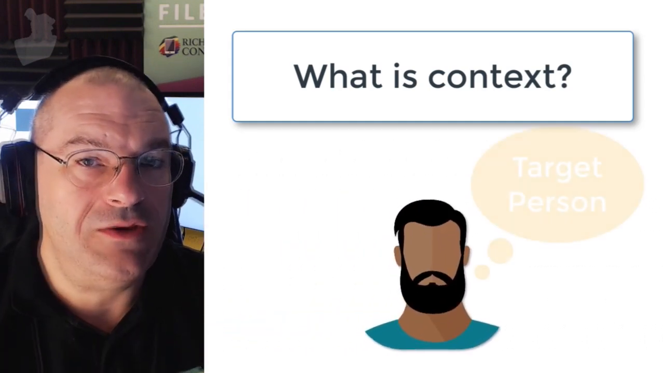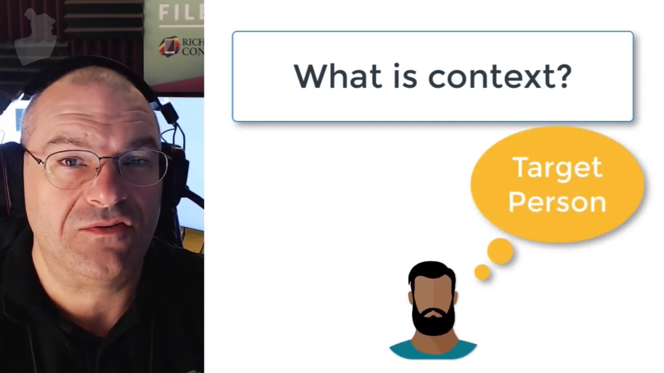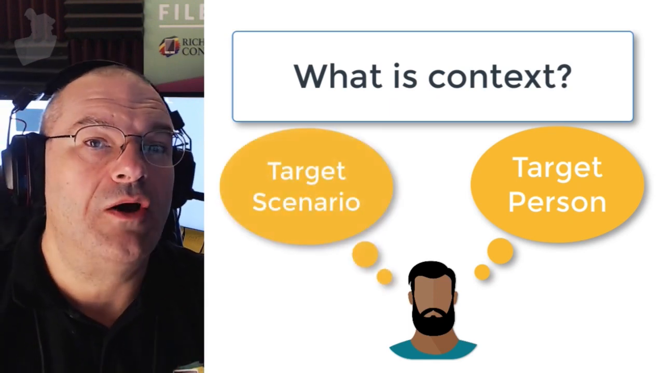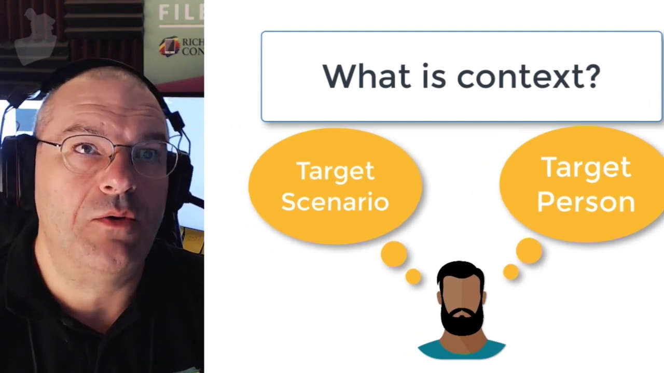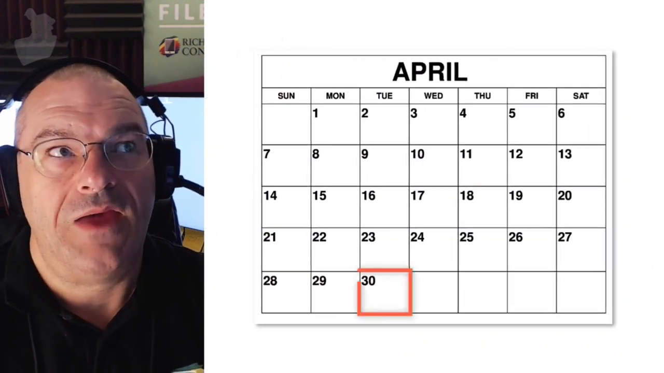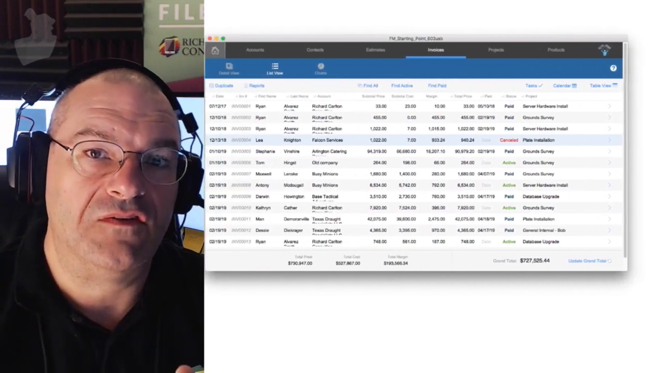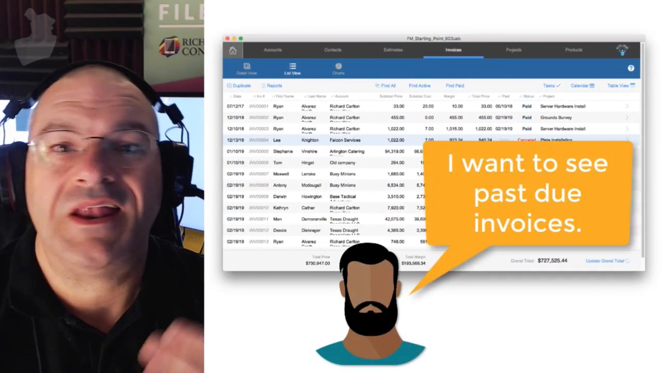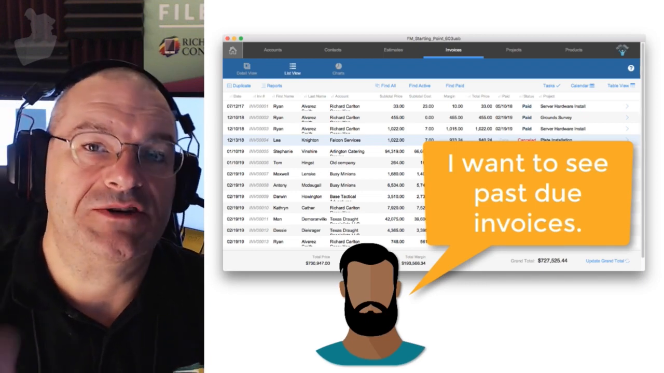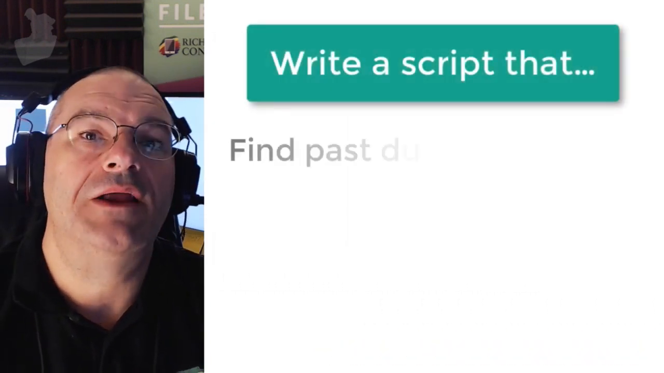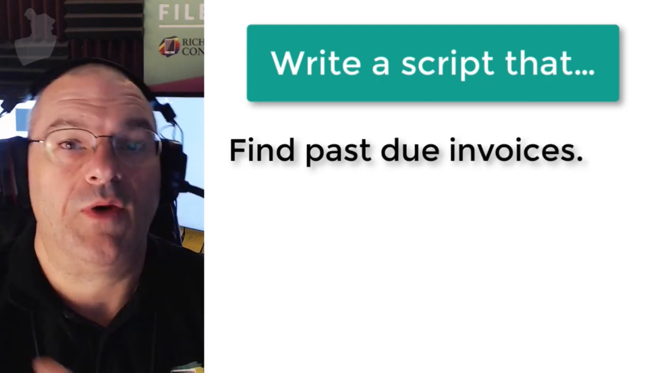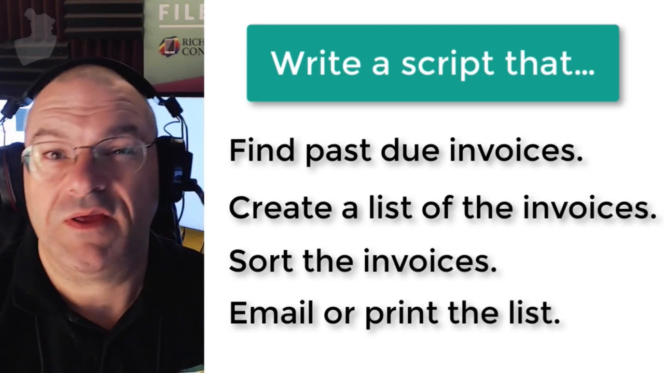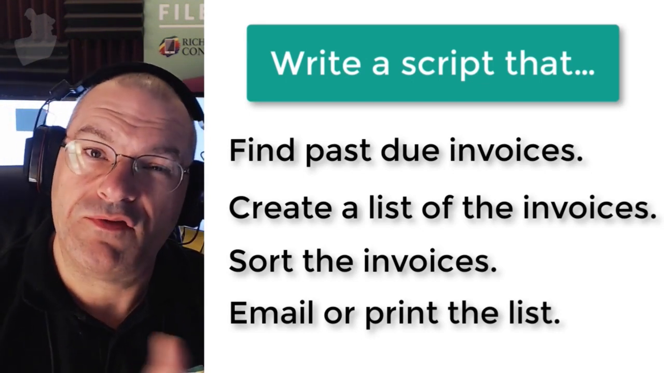Well, in your mind, you understand the target person that will activate this script. And you also, in your mind, and maybe even written on your plans, have a target scenario from which they would activate it. So if it's the end of the month and the person is on this invoicing screen, I want to press a button to see all the past due invoices that have not been paid. And so you would say, for example, I want to write a script that is going to find all the past due invoices, maybe create a list of those, maybe sort them, maybe email the list, maybe print it. But you get the idea. There's a specific scenario there and you've thought it out.